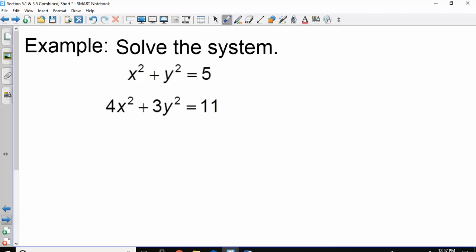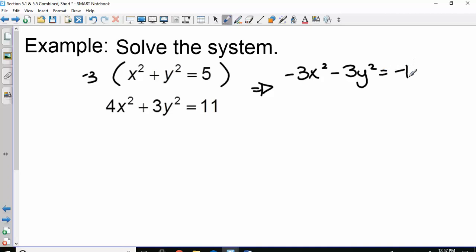What do you want me to do? Okay. So let's say I want to eliminate y. Let's just take those times -3. Didn't change the second one.